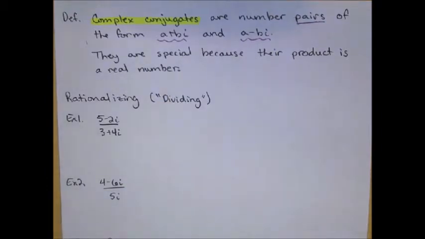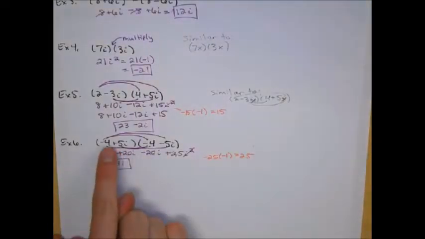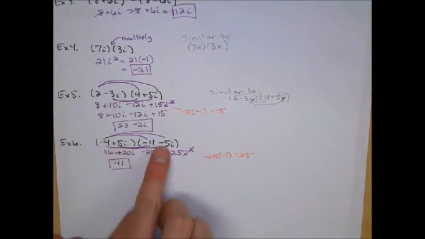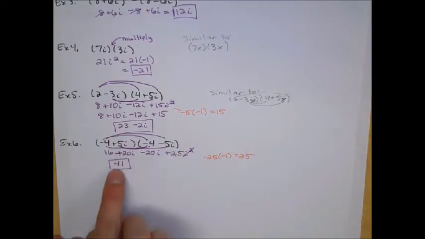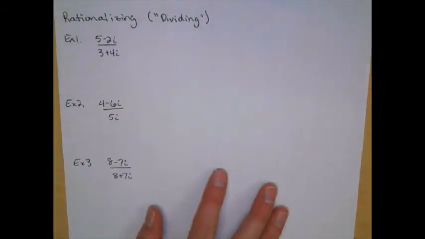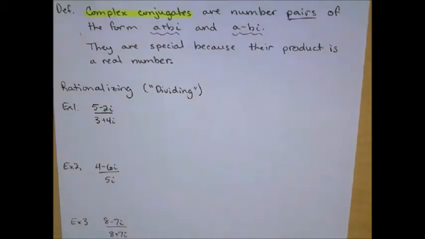So if we look at example 6, they have that form. The a is the same, one's plus, one's minus, and then the b is the same. And notice when we multiply them, we got a real number, so there were no i's. We're going to use this to do something called rationalizing, and that's our form of dividing with complex numbers.